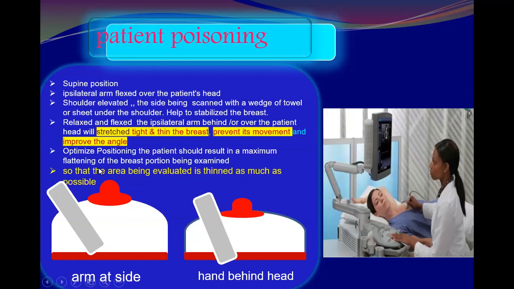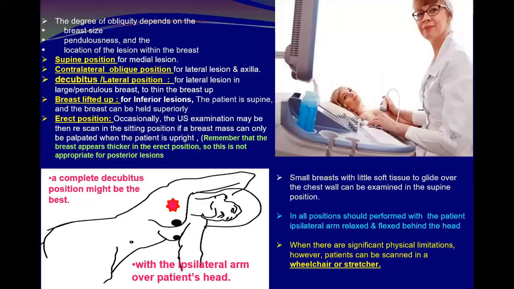So optimized positioning should result in maximum flattening of the breast portion being examined, so that the area being evaluated is as thin as possible. And the positioning, or the degree of obliquity of the patient, depends on the breast size and how pendulous the breast is, as well as the location of the lesion.